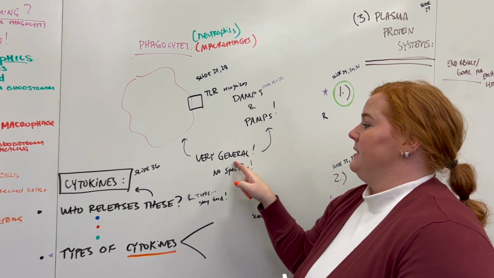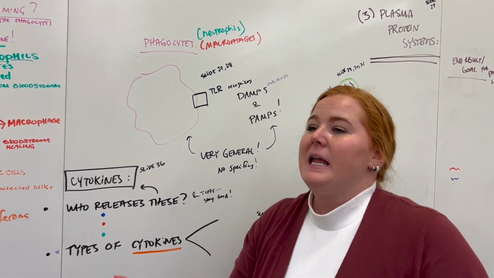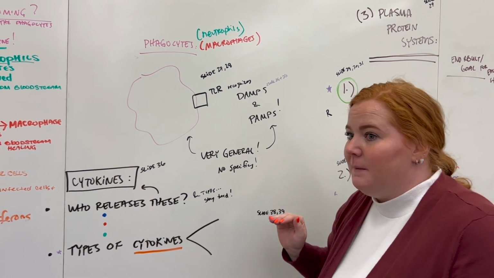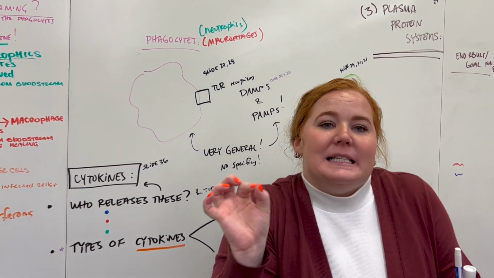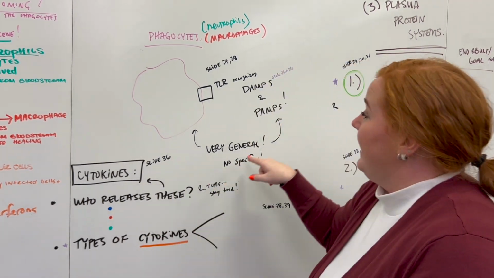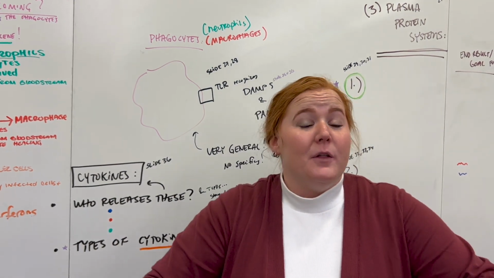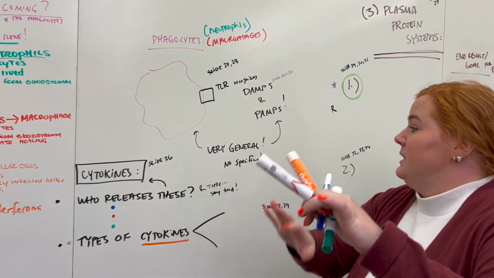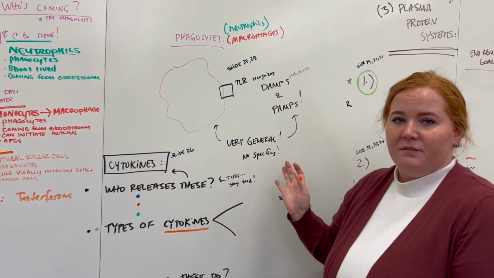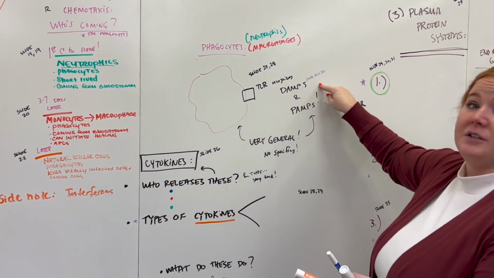Now, as you notice, this is very general. It's just a pattern. It's not specifically telling me that this is this exact virus or this exact bacteria. It might recognize a pathogen and say, oh, I think that's maybe in the gram-negative family. It is very general and there are no specifics. So that's our phagocytes, our TLRs, our DAMPs, and our PAMPs.